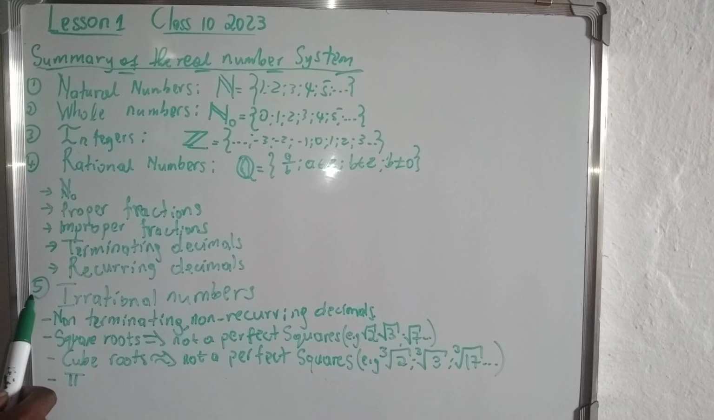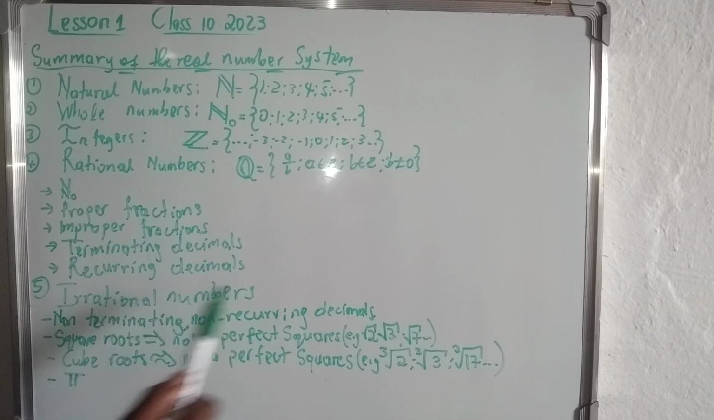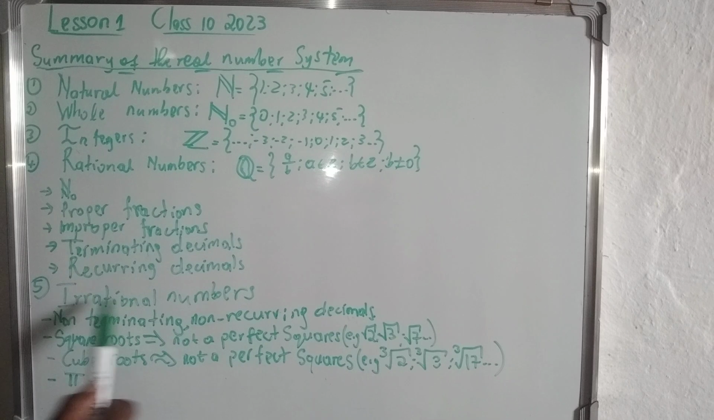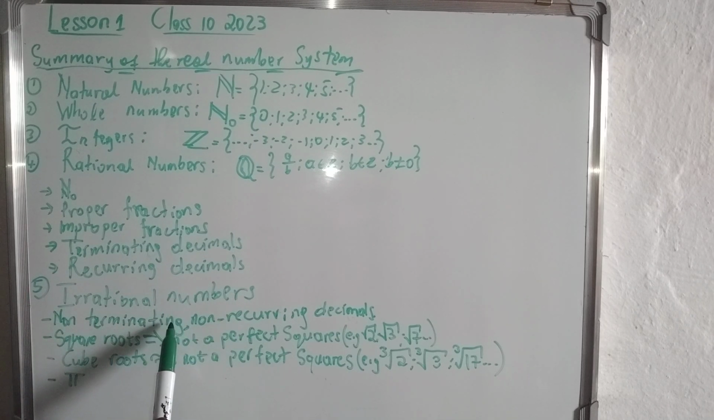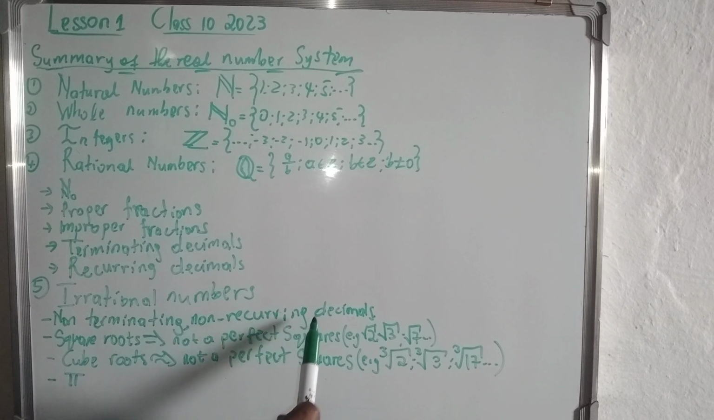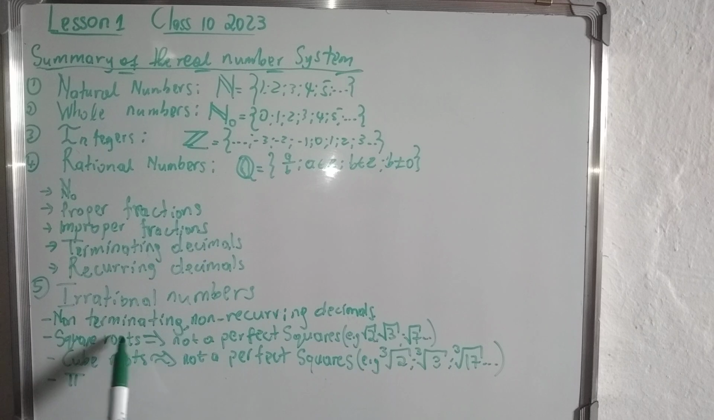Okay, so number 5, the last one, that is the irrational numbers. When you talk about irrational numbers, we talk about the non-terminating and the non-recurring decimals. Then number 2 is square roots.